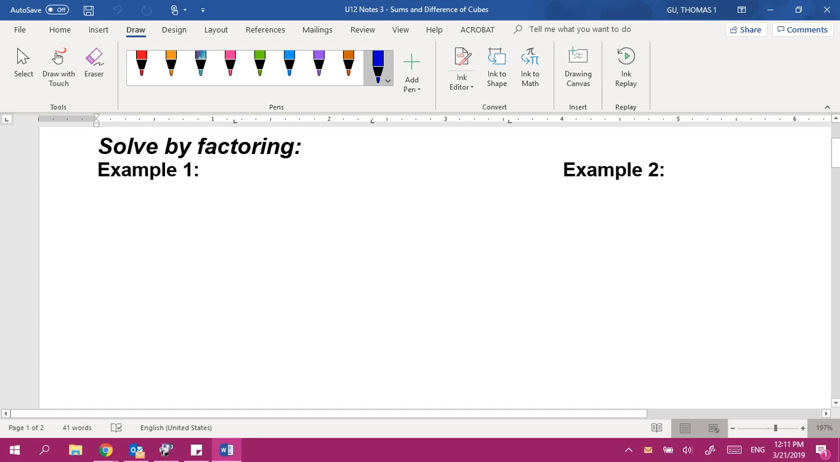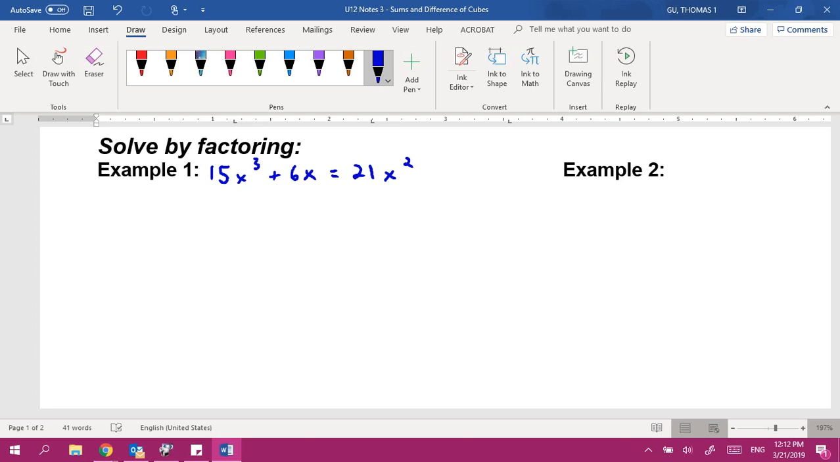So write this example down. It's going to be 15x cubed plus 6x equals 21x squared. So we're solving by factoring. Pay attention to the directions. You want to know what the directions say, okay?